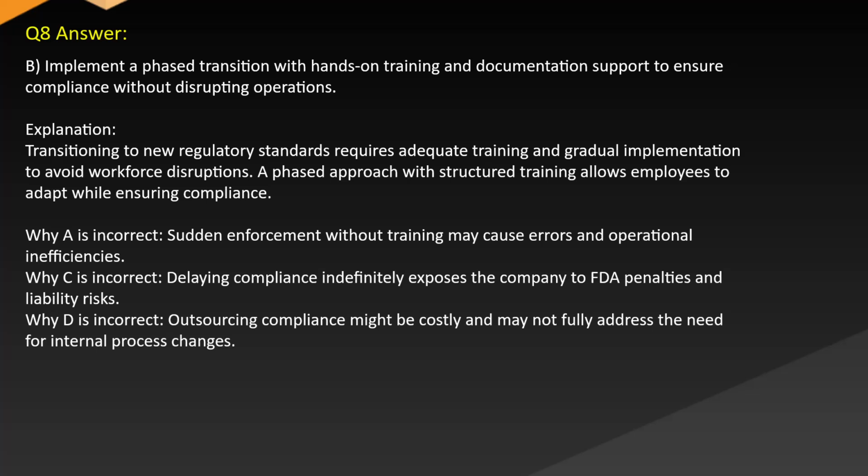Why A is incorrect. Sudden enforcement without training may cause errors and operational inefficiencies. Why C is incorrect. Delaying compliance indefinitely exposes the company to FDA penalties and liability risks. Why D is incorrect. Outsourcing compliance might be costly and may not fully address the need for internal process changes.